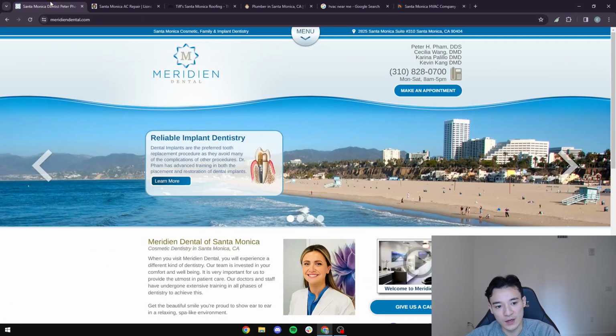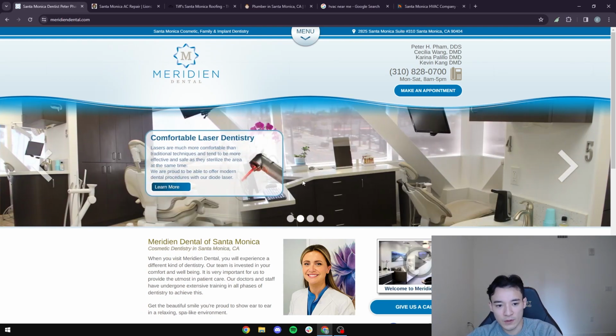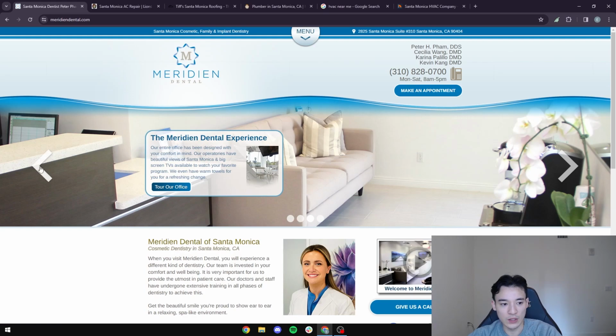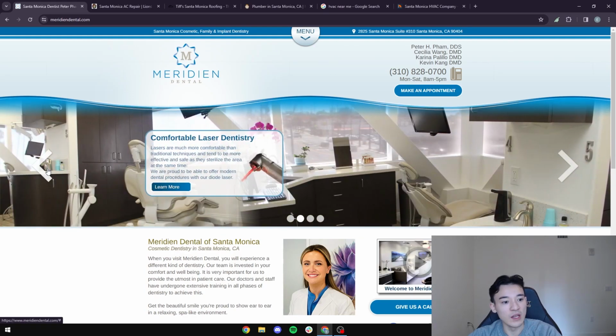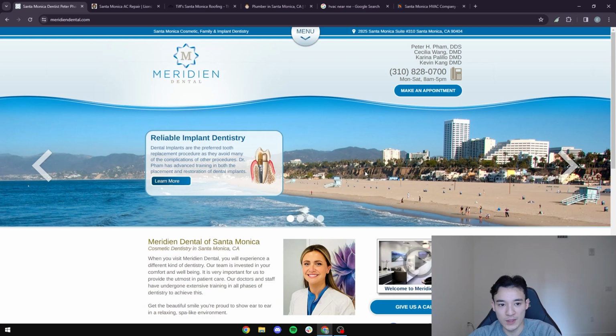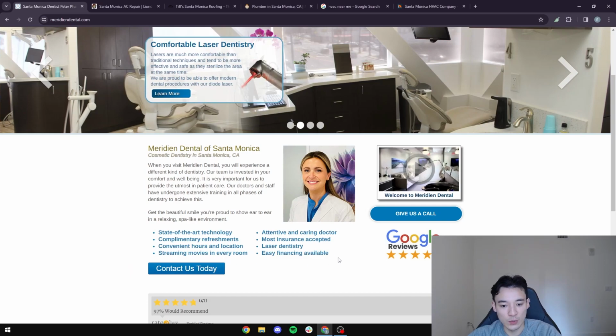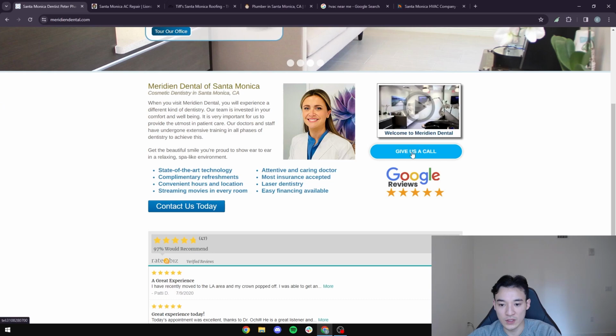But let's look at another company here in the dentistry business. So far, I'm liking what I'm seeing here. Great header here showing you the design of what the dentistry would look like if they were to come into Santa Monica, into this specific location. Beautiful, showing the owner, knowing what services you provide here. Easy finances, very simple. Give us a call.